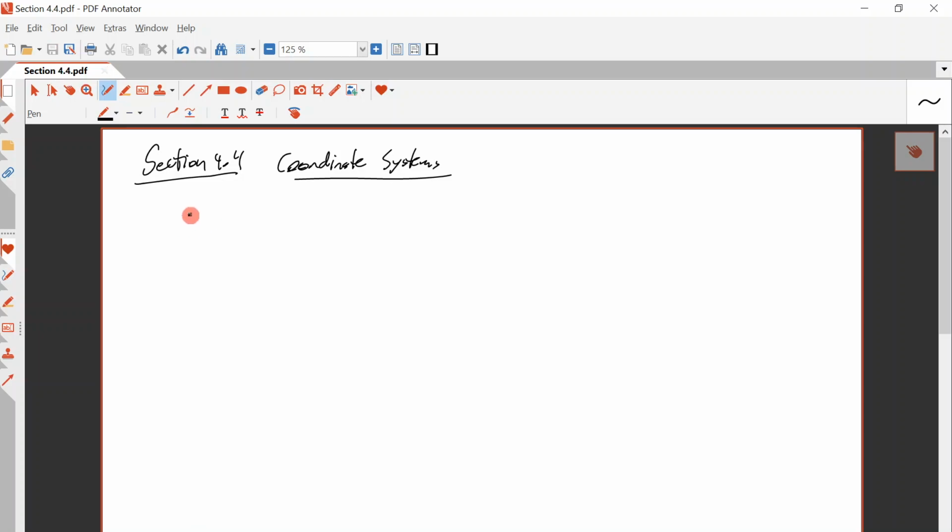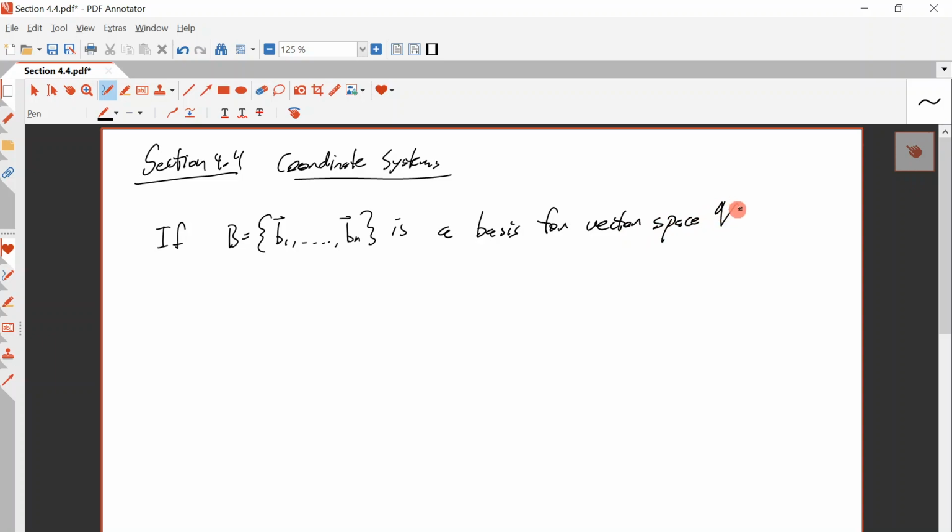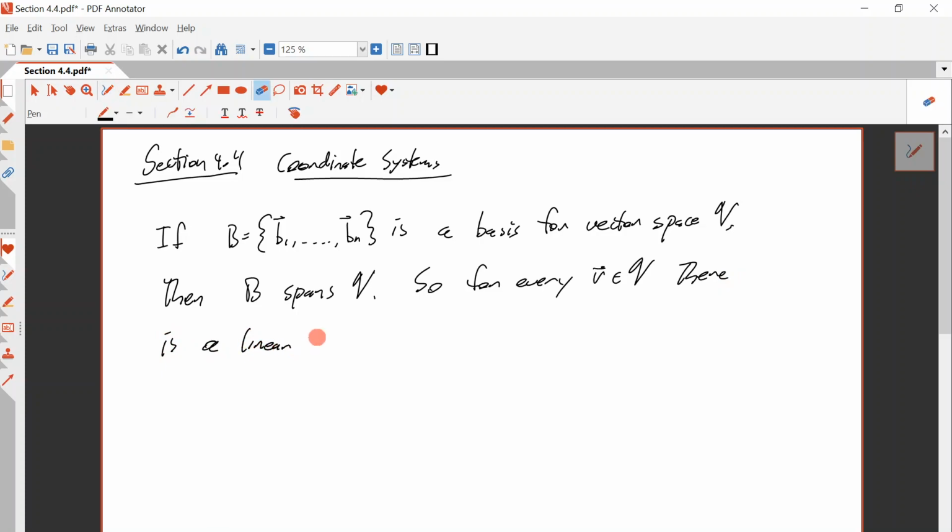So, if B, which is this set of vectors b1 to bn, is a basis for vector space V, then B spans V. So for every vector v in V, there's a linear combination x1 b1 plus ... plus xn bn equal to v.